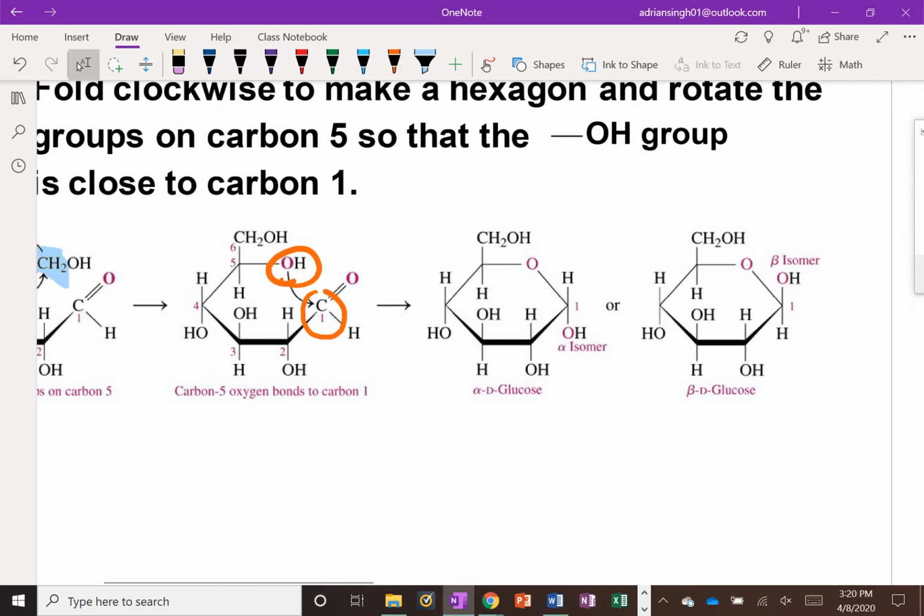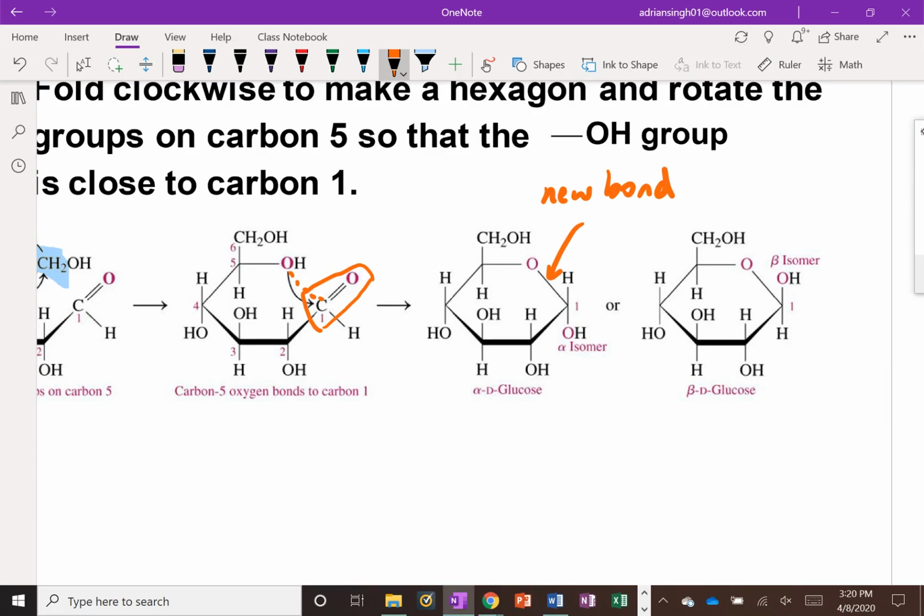All right, so due to the flipping back around, or the bending of that tail, we end up with the OH, the hydroxyl on carbon 5, coming close to the carbon of the carbonyl on carbon 1, and what that eventually leads to is a new bond that's going to form between that OH from carbon 5 and carbon number 1, right?